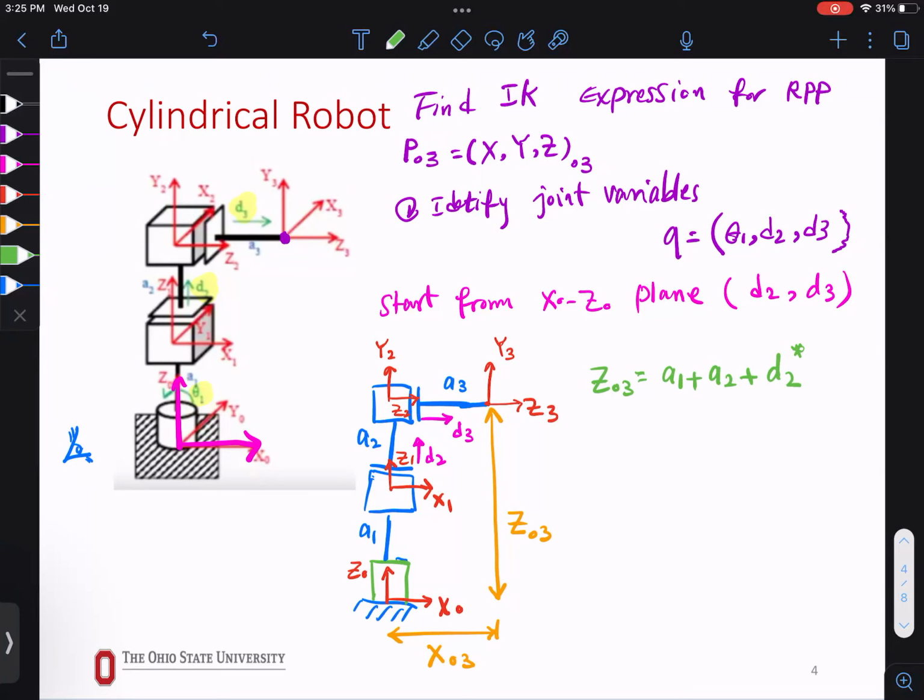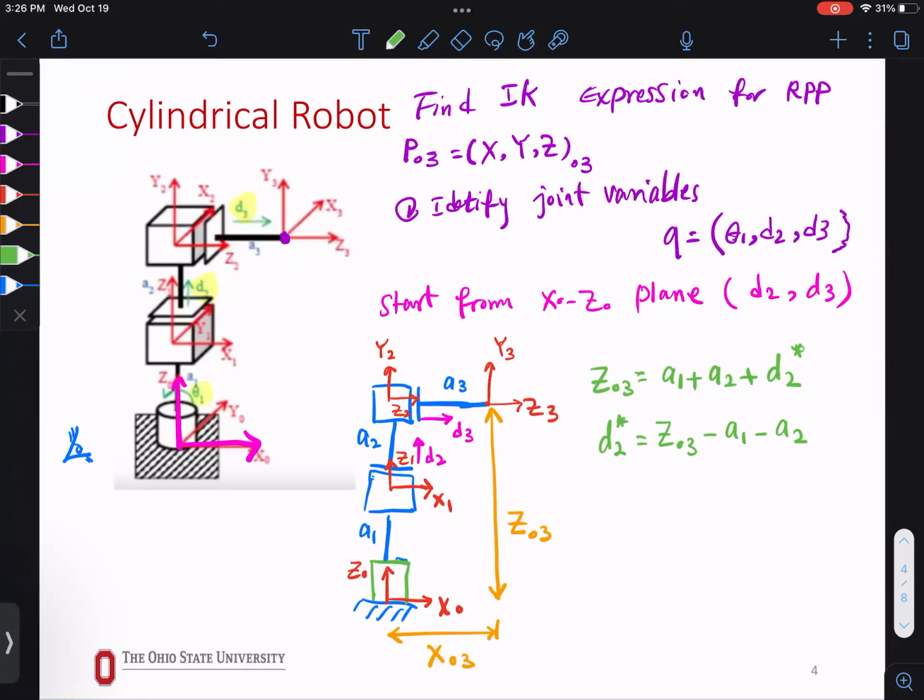So I already know the relationship between my joint variable and the rest of the robot. D2, I put a star, but I don't have to because we know that is our joint variable. It is Z0,3 minus A1 minus A2. Correct? Yes.